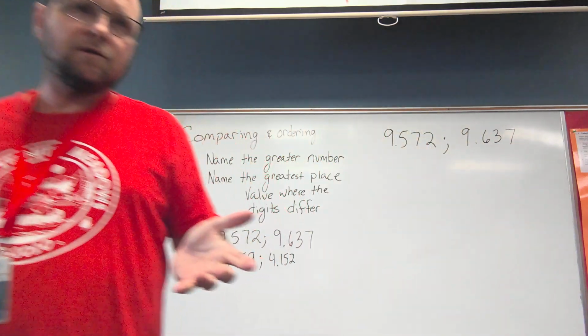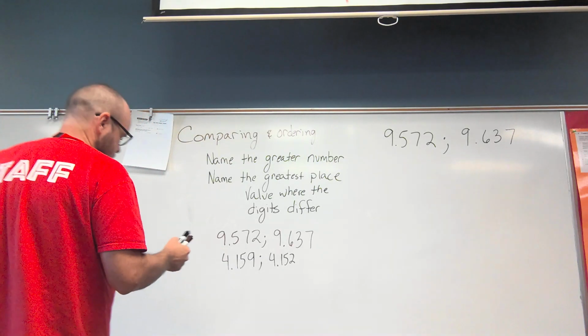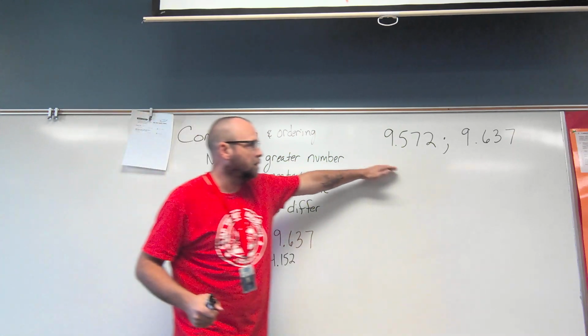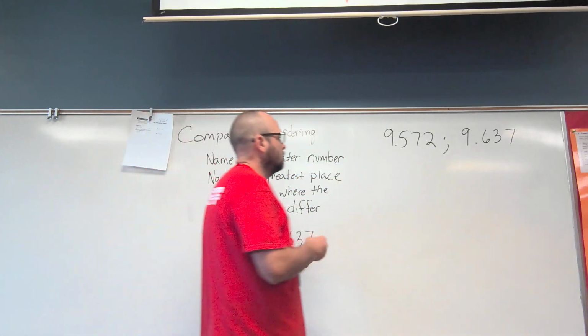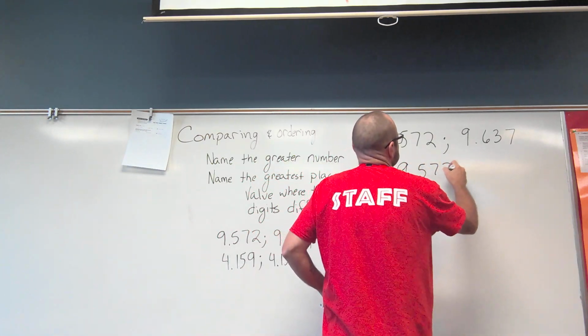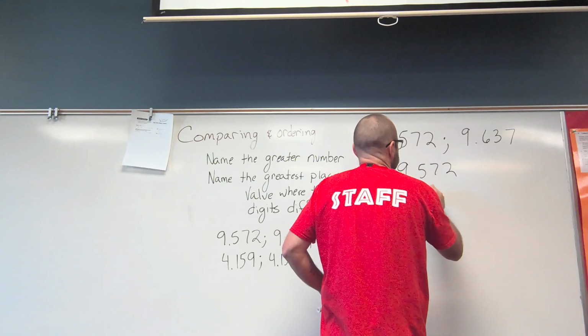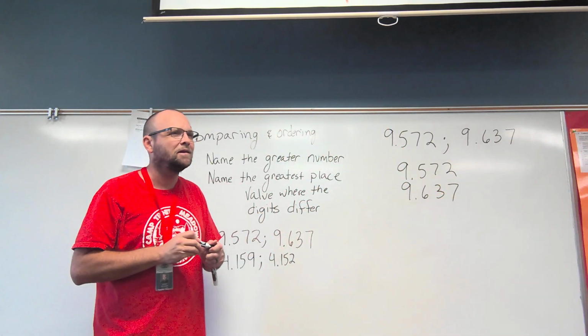Next we have 9 and 572 thousandths and 9 and 637 thousandths. Okay, the first thing I should do, Miss Ava, what should I do? I'm comparing these two numbers. What should be the first thing I do? Line up the decimal. Good. I write them down, lining up each place value. 9.572, 9.637.